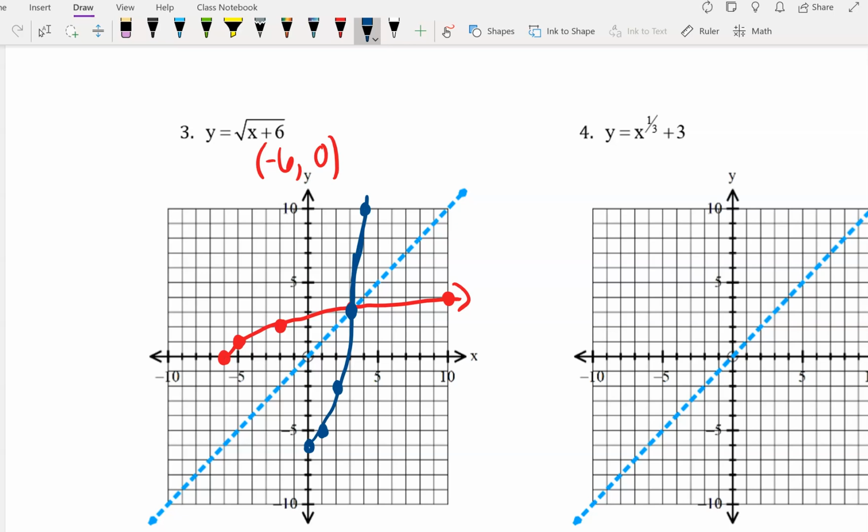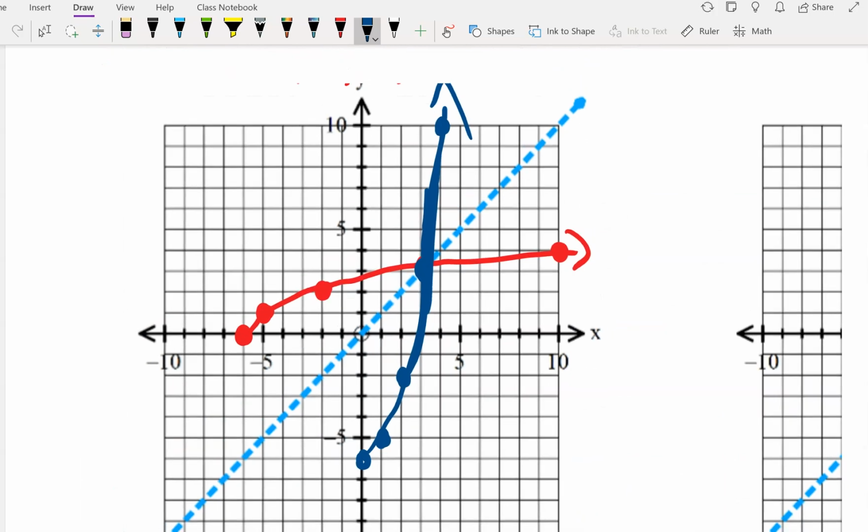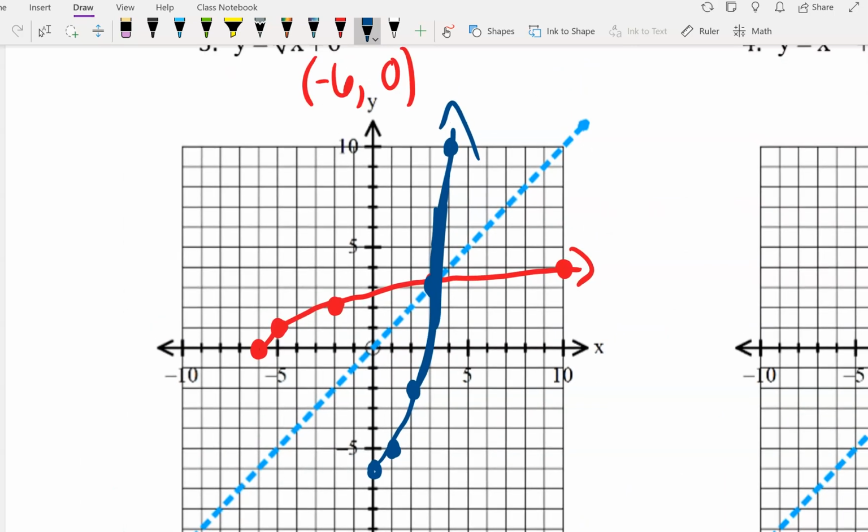Oops, I went a little squiggly on that. I didn't mean to. It should be a nicer curve than that. But yeah, it looks like it was reflected over that line, y equals x. And what we have here, you might notice, looks like half of a parabola. See the other half? It'd be a parabola.